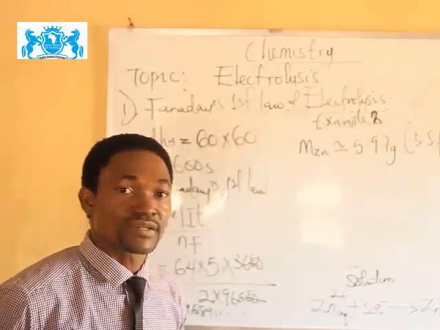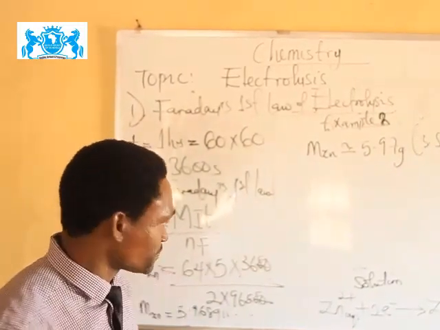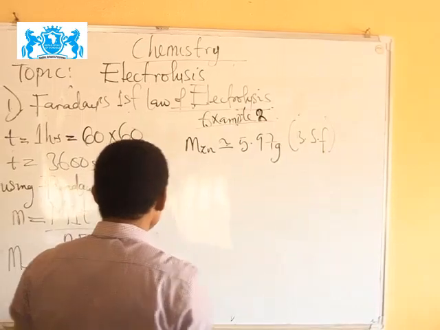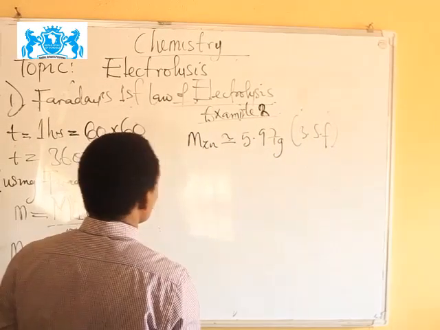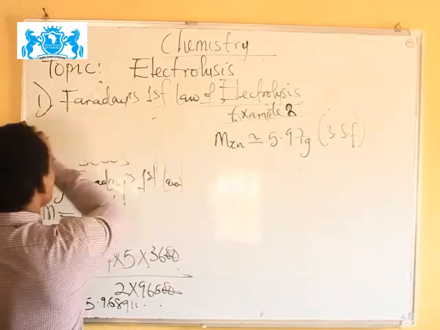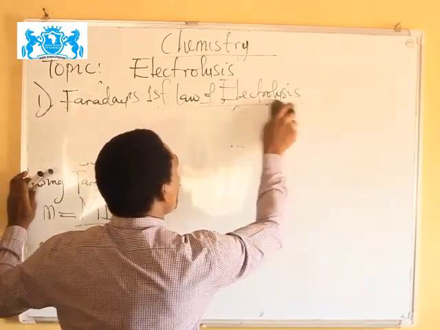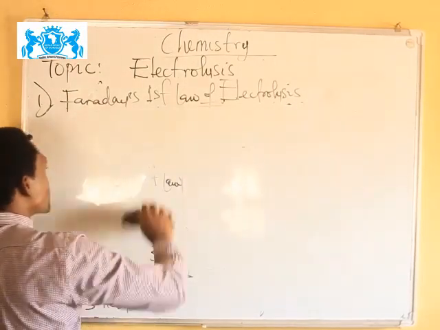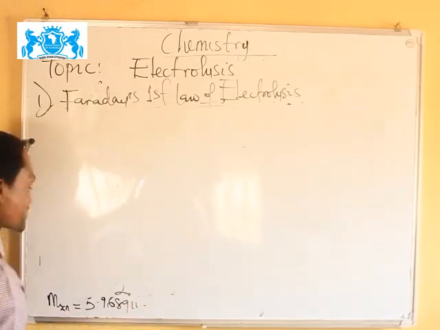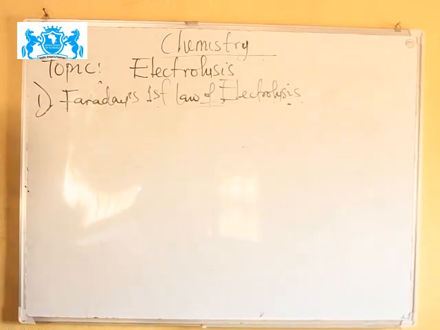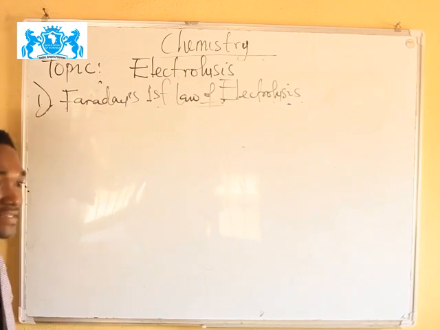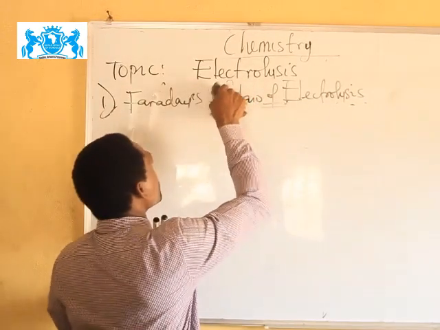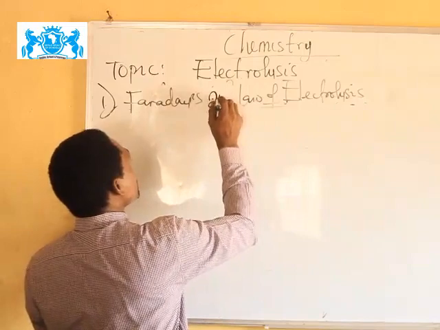Okay, next let's look at Faraday's second law. What does it tell us? Faraday's second law of electrolysis states that when the same quantity of electricity is passed through solutions of different electrolytes connected in series, the relative numbers of moles n of each of the elements deposited is inversely proportional to the charge on the ions of the elements. So we're talking about Faraday's second law.